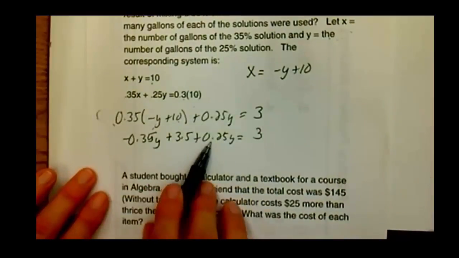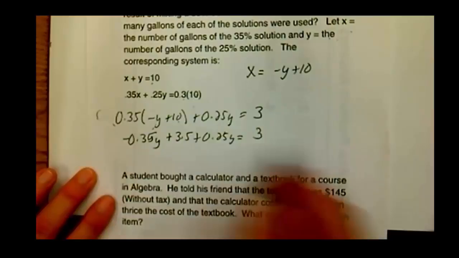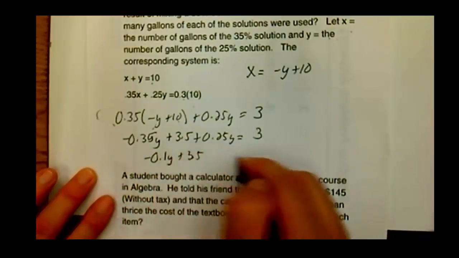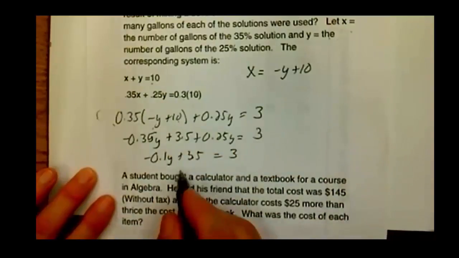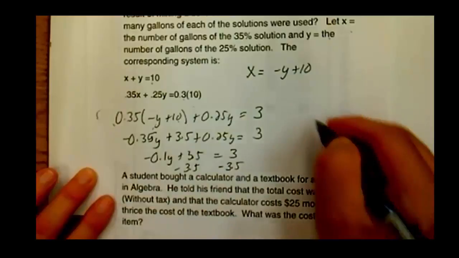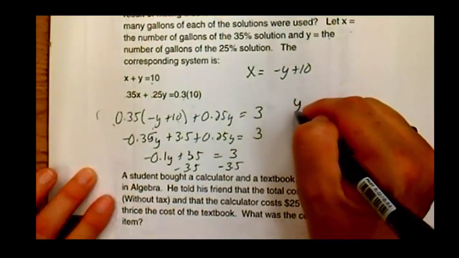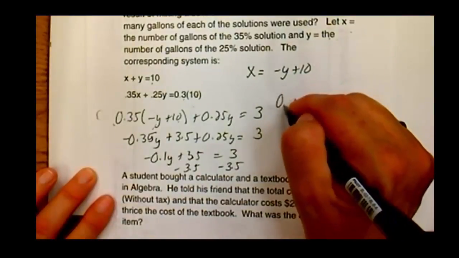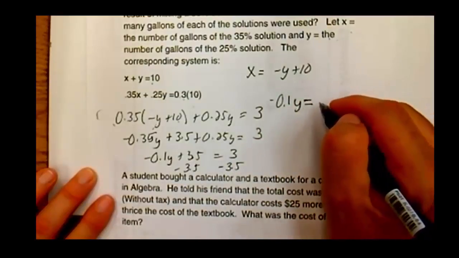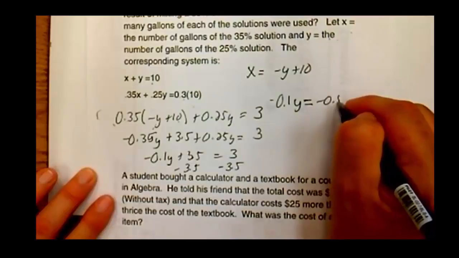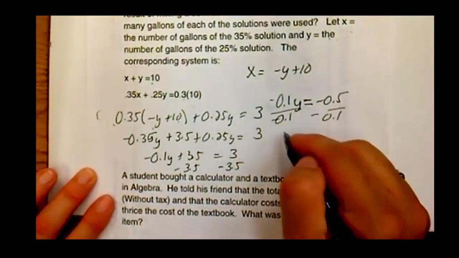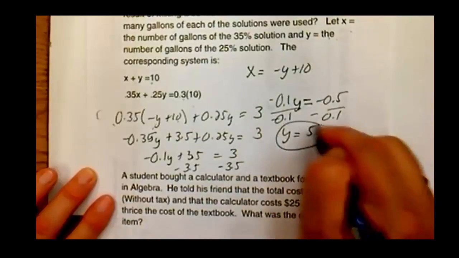Put these two together, I'm left with a negative 0.1y plus 3.5 equals 3. Subtract 3.5. So I find out that negative 0.1y is equal to negative 0.5. Divide by negative 0.1. So y is going to equal 5.